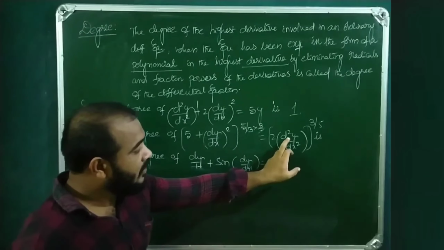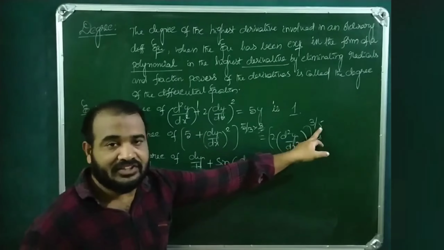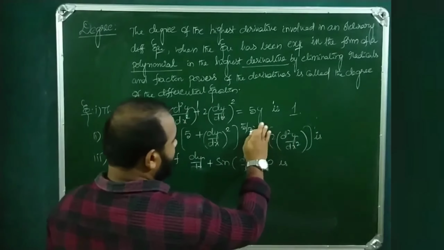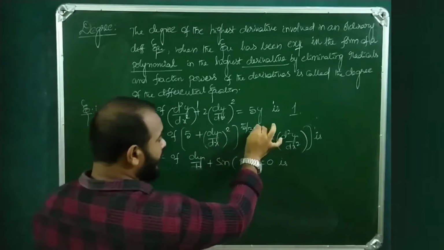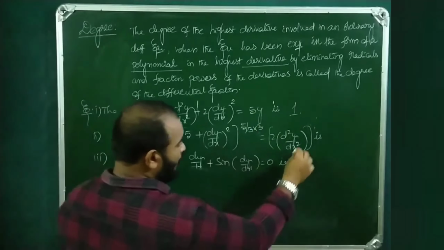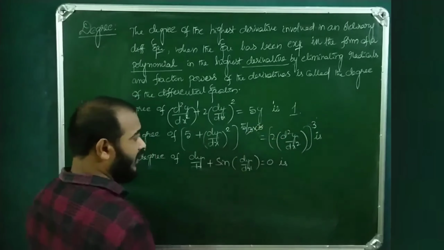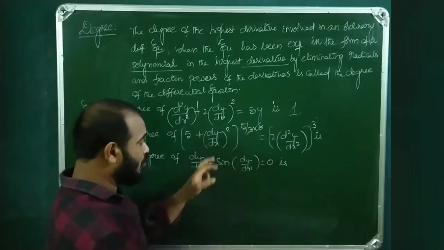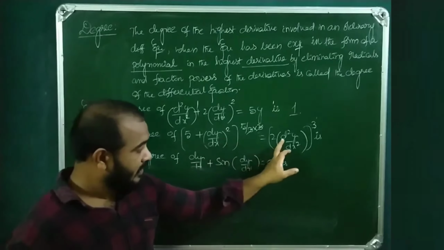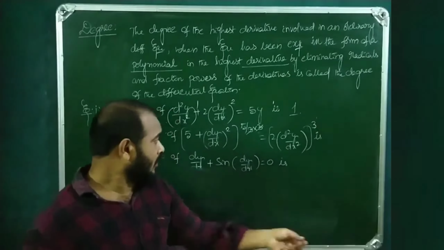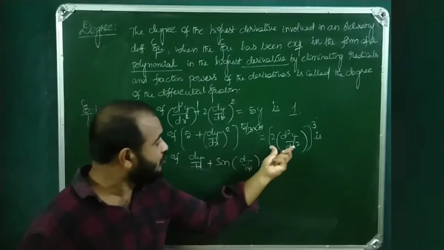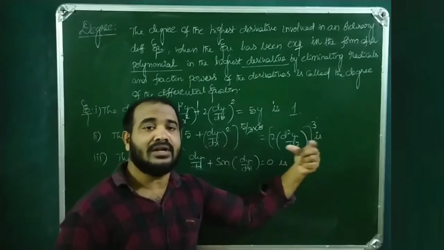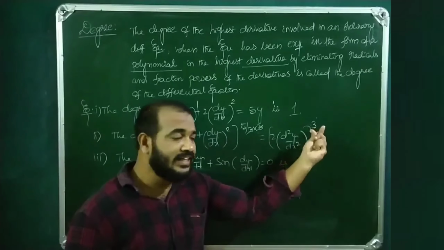But here d square y over dx square, the derivative's power, is a fraction. So we should not do it like that. Therefore, it is not correct. What more we can do is cube on both sides. Then this 3 gets cancelled. Therefore, I am left with a whole power 5 here. So 2 fives are 10. So here d square y over dx square whole cube. This is the first order derivative. This is the second order derivative. The highest order derivative's power is nothing but the degree. So therefore its degree is 3 now.